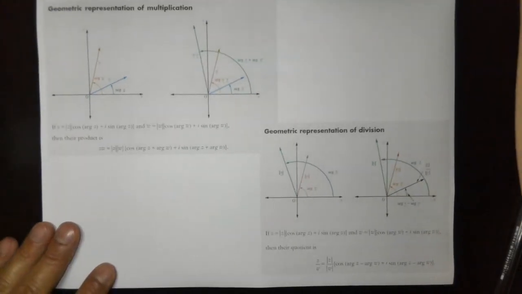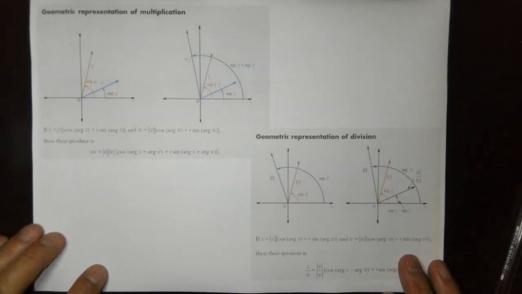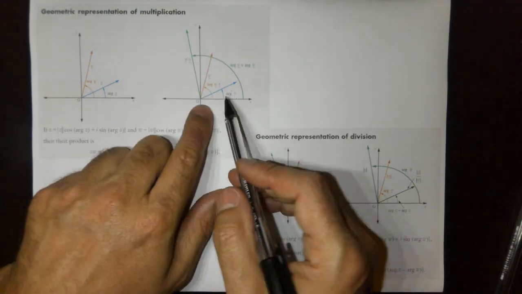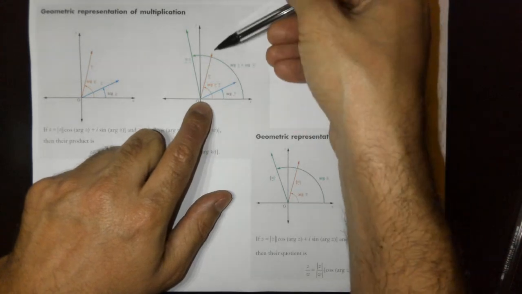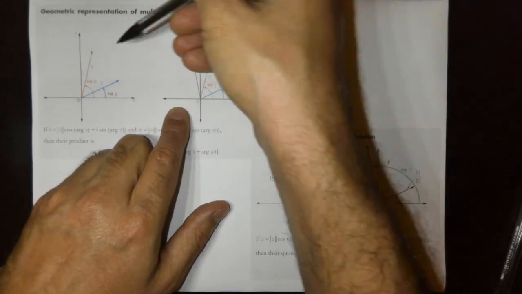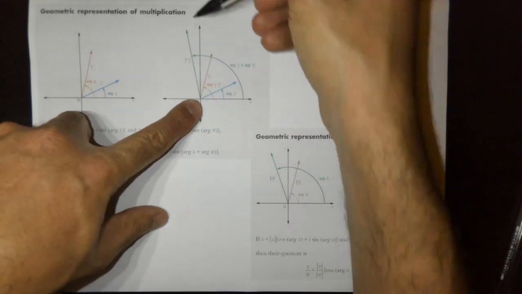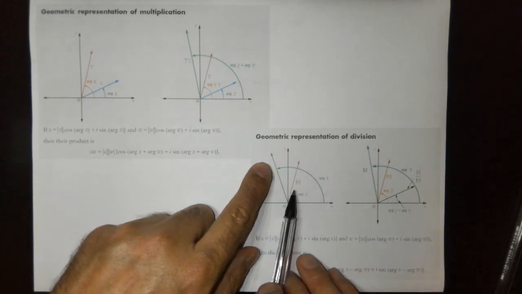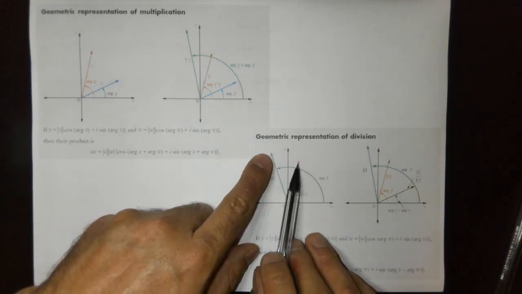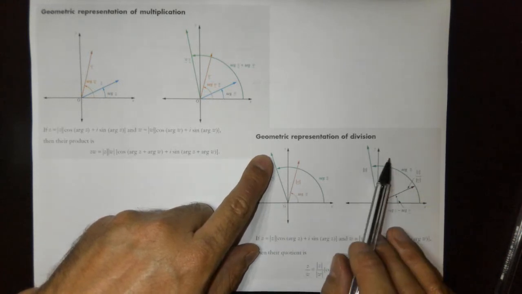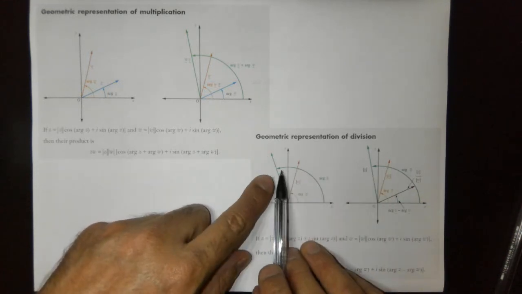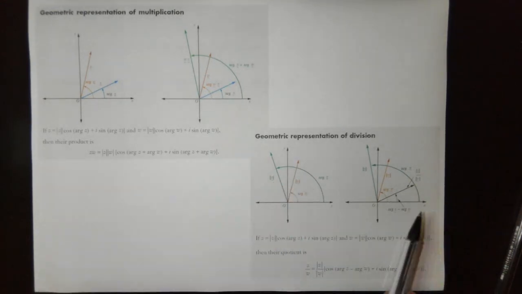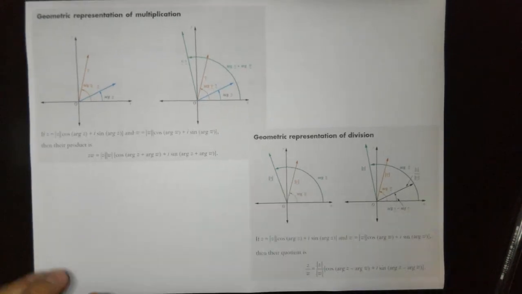Okay, so I grabbed this from Maths in Focus. This is a great textbook, and this is a good visualization. If you're multiplying the blue vector onto the orange vector, the lengths increase, and we add the angles on top of each other. Now, if we're dividing the green from the orange, we're going to reduce the length by the orange amount, and we're going to subtract the angles. So this whole angle comes off.